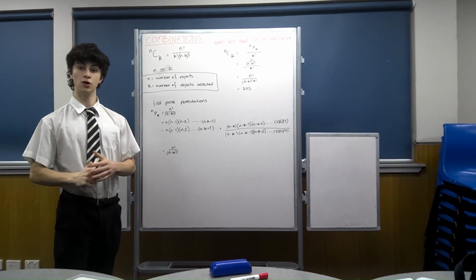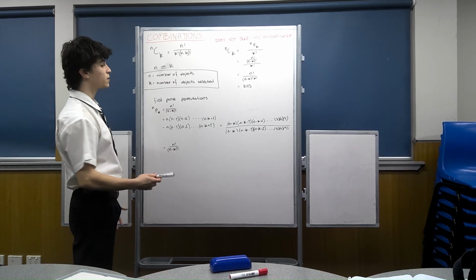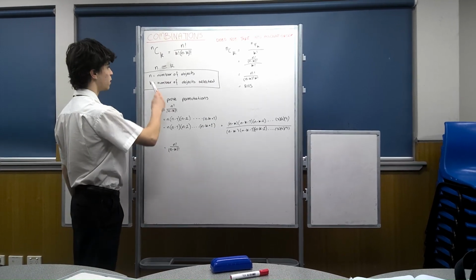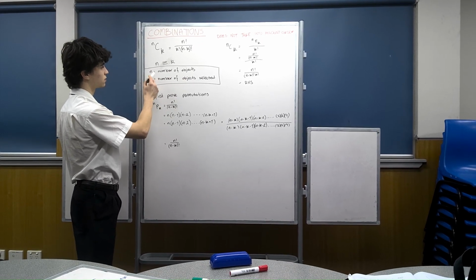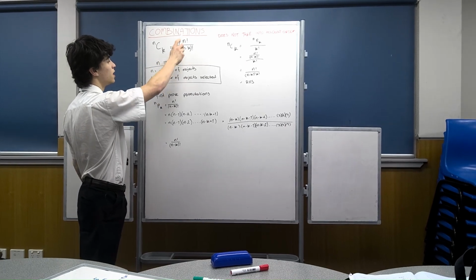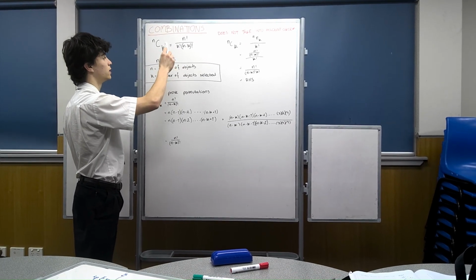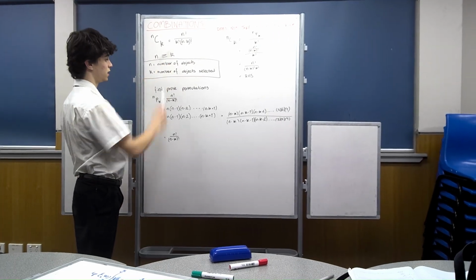Alright. Hello, this is a video on how to work out combinations. Combinations is basically just the number of ways you can choose k objects from n objects, where nCk is equal to n factorial over k factorial times (n minus k) factorial, where n is equal to or greater than k.